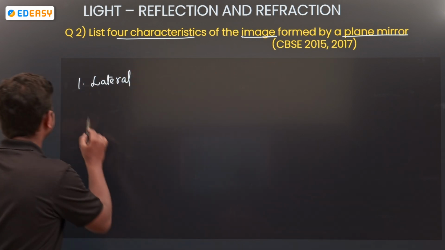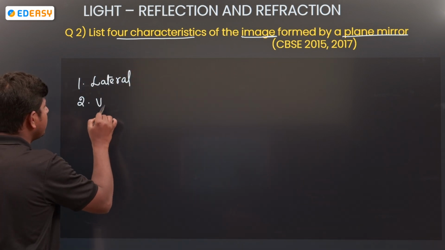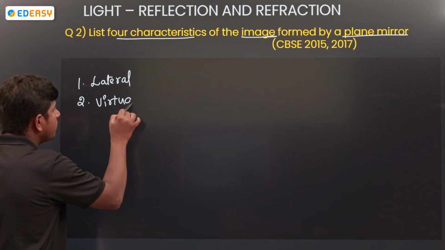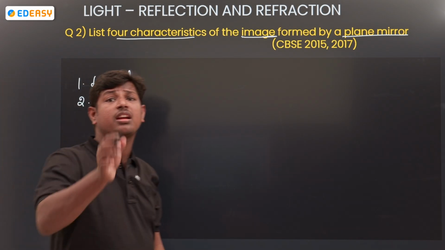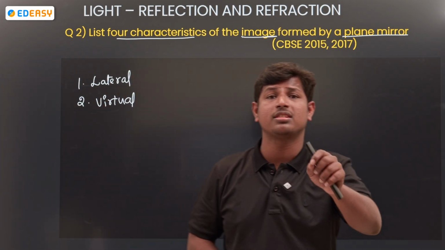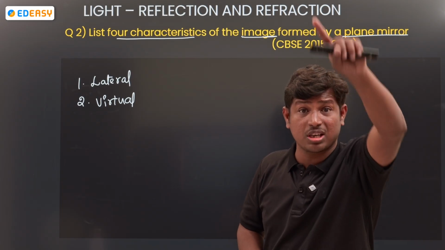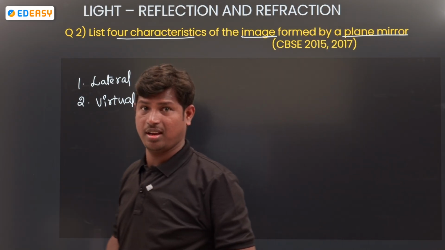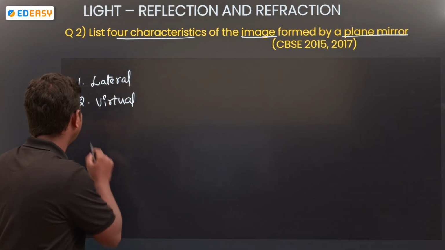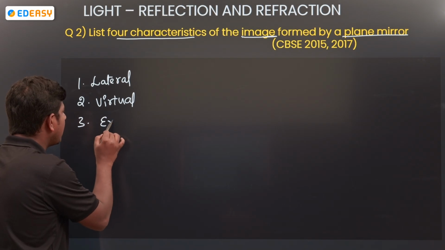Clear? Next, it forms a virtual image. A plane mirror cannot capture the image on the screen. It always forms a virtual image. We already remember that point. It always forms virtual only. Next, it forms an erect image.